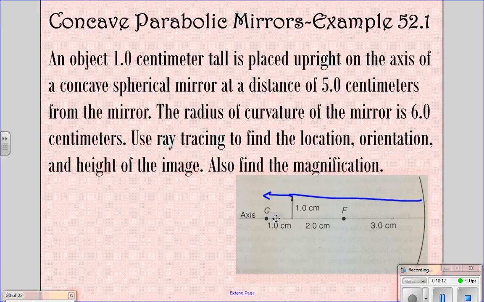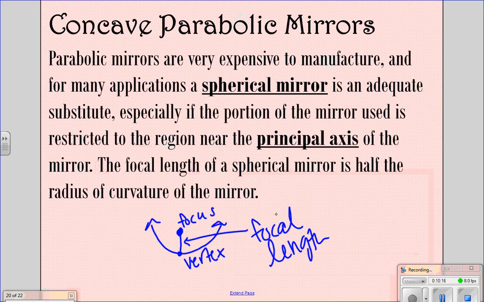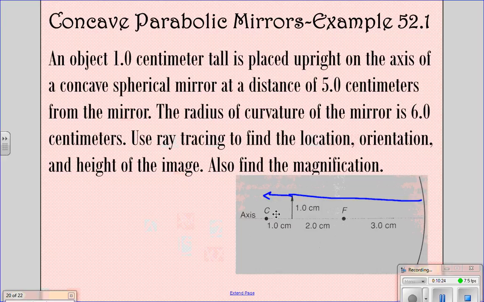And so then, if we know that the radius is 6, going back, the focal length of the mirror is half of the radius. So if the radius is 6, that means that the focal length has to be 3. So this part here would be 3. Okay? And then that leaves this to be 2 since this part up here was 5 centimeters. Okay? So we draw this as our object.